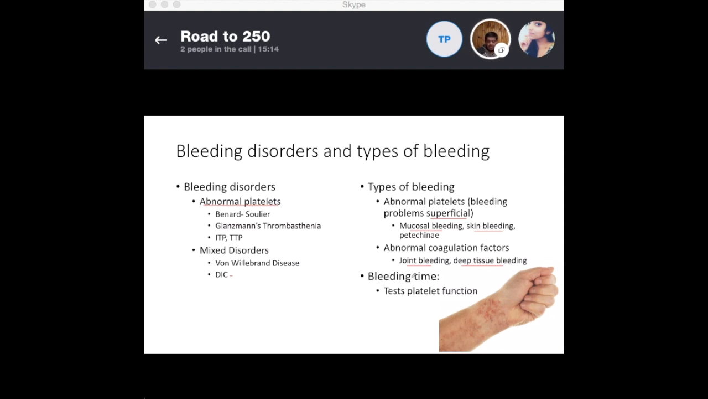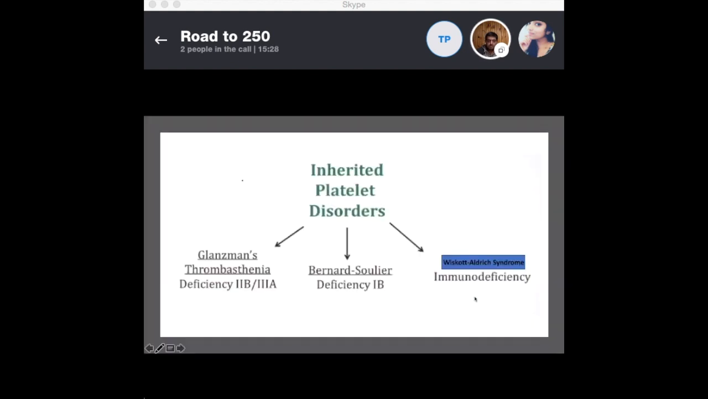A test that we commonly used in the past is the bleeding time, but the way the bleeding time was done in the past is no longer used. Essentially, bleeding time tests platelet function and sees if the platelets are working. So what we're going to talk about are inherited platelet disorders, which are passed down. These are the three that we're going to cover, and then there are acquired ones that we'll cover.